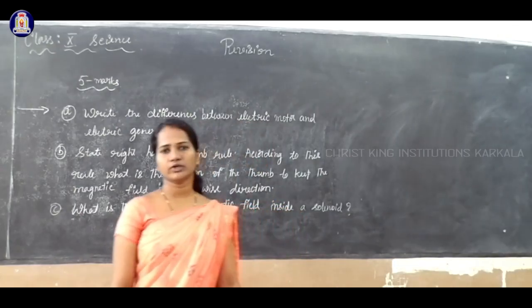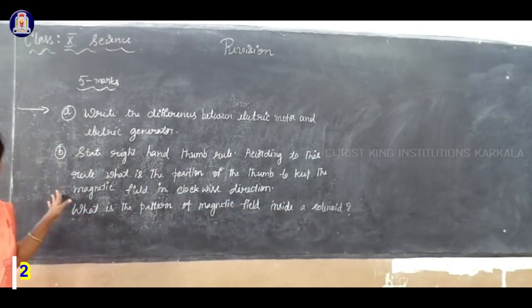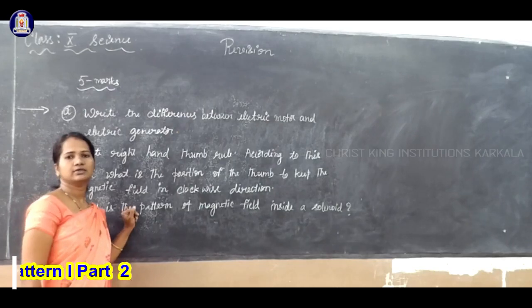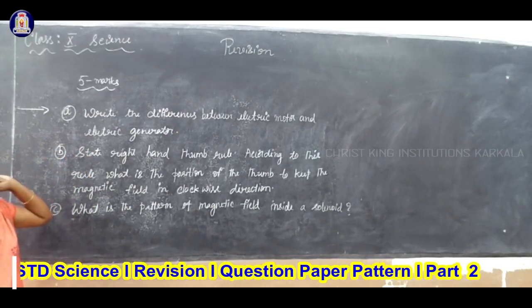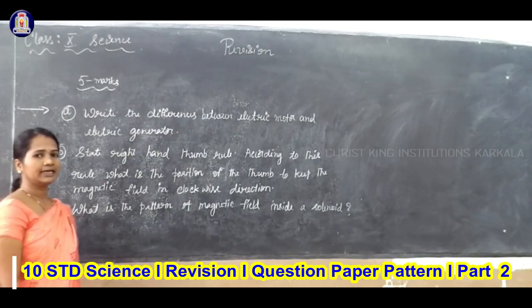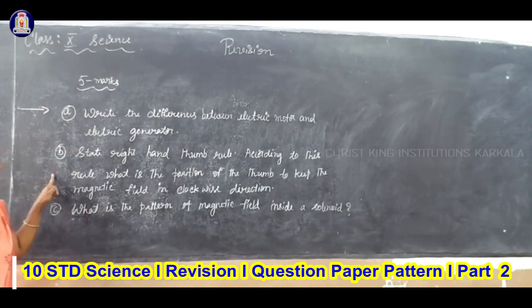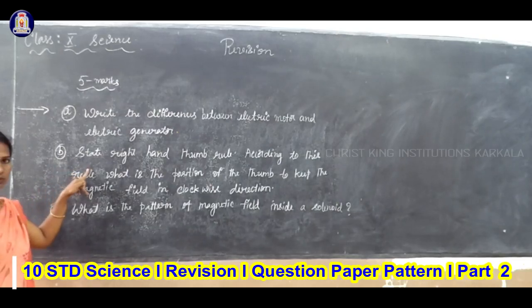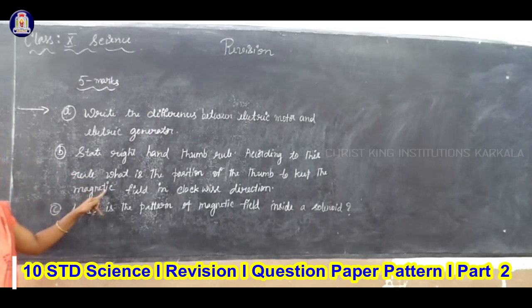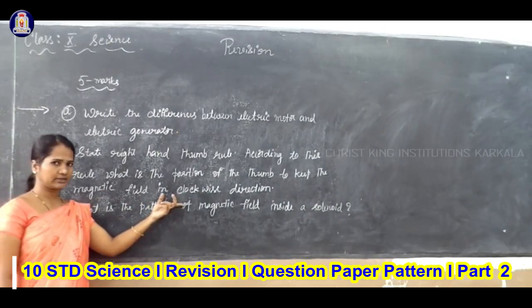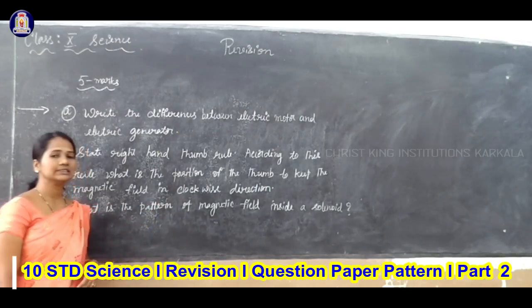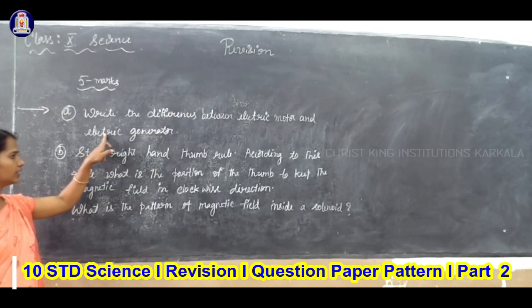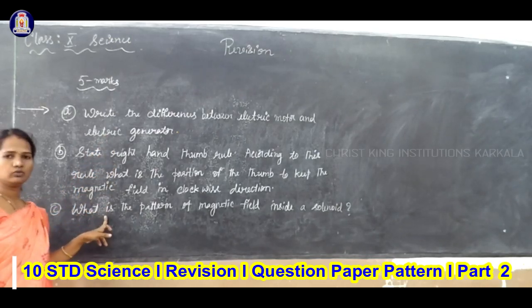Students, we'll move to the 5-mark questions. For 5 marks you will get only one question. Last year it was asked from physics. In the question, A: write the differences between electric motor and electric generator. Second question: state the right hand thumb rule. According to this rule, what is the position of the thumb to keep the magnetic field in the clockwise direction? And third question: what is the pattern of magnetic field inside the solenoid? So this is 2 marks, second one 2 marks, third one 1 mark.